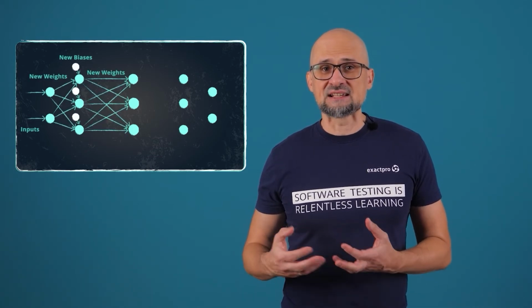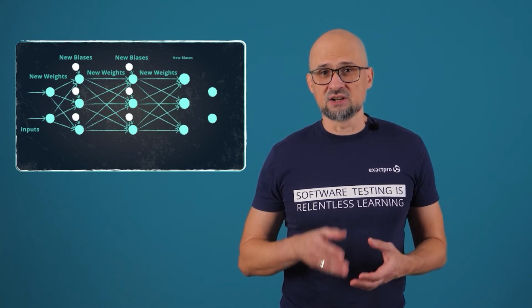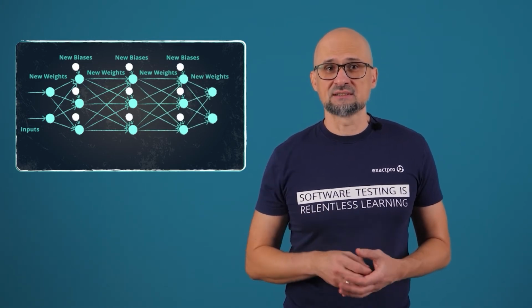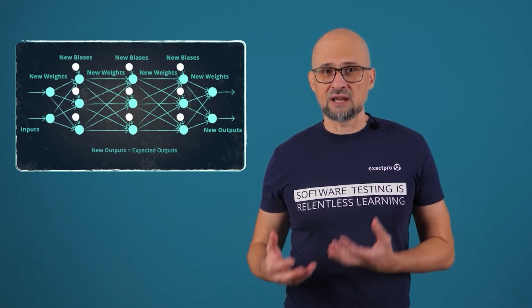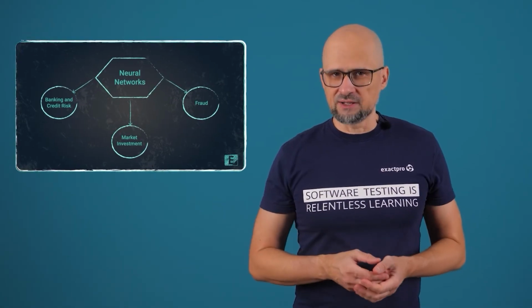As more training data is fed through the network, the weights are adjusted as the network learns. This continues until the outputs are considered good enough to end training. So where can you find neural networks?